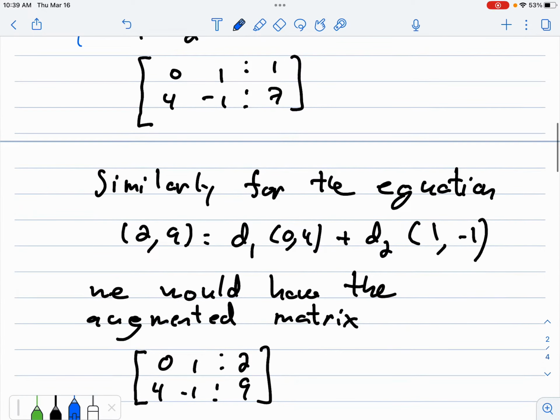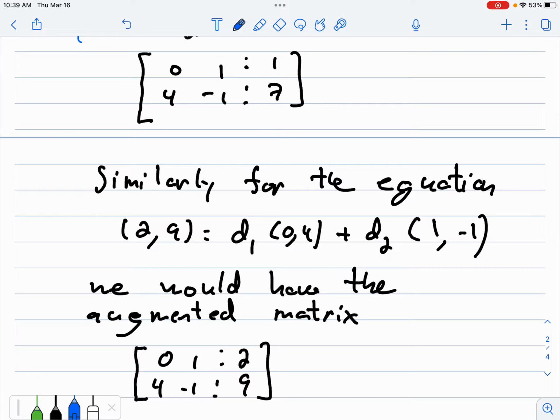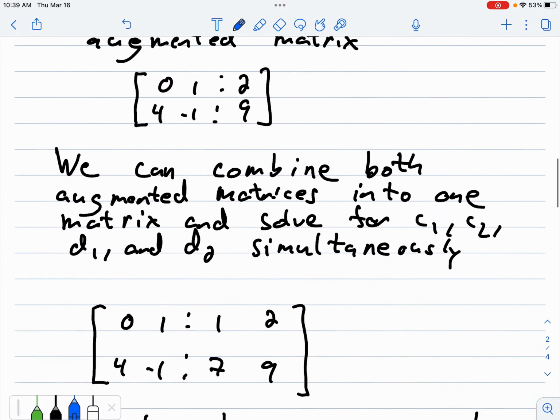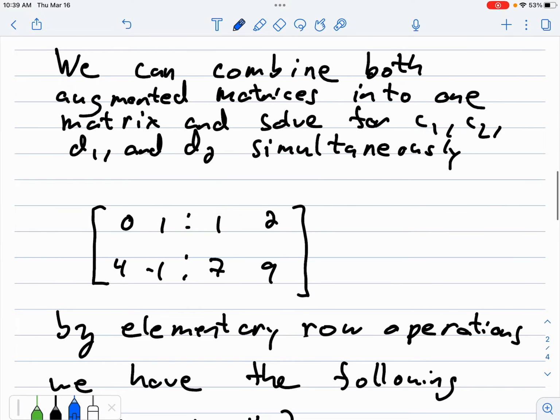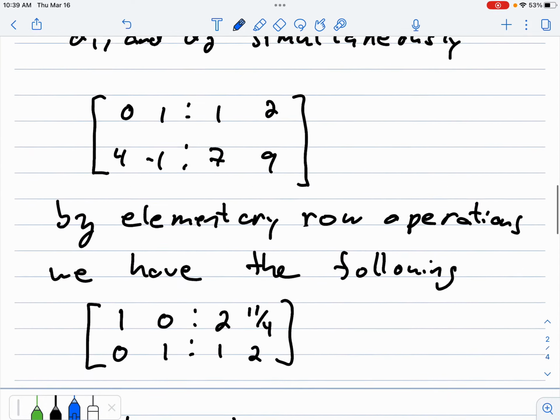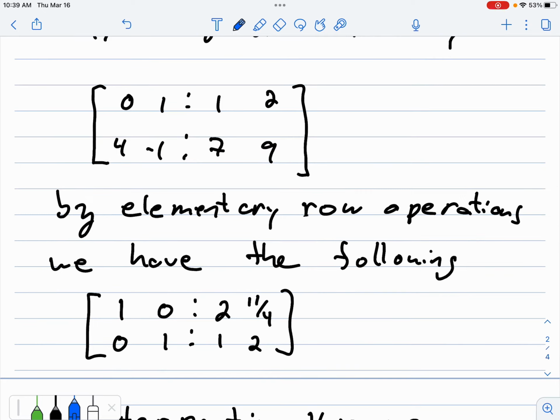But if you can see the augmented matrices here, both of these matrices have the same coefficients on the left-hand side, and we would be doing the same row operations to solve both. So basically here we would combine both matrices, as you see here. Then you would try to row reduce this by elementary row operations. So basically we're just doing all the work in one step, making it easier for us.